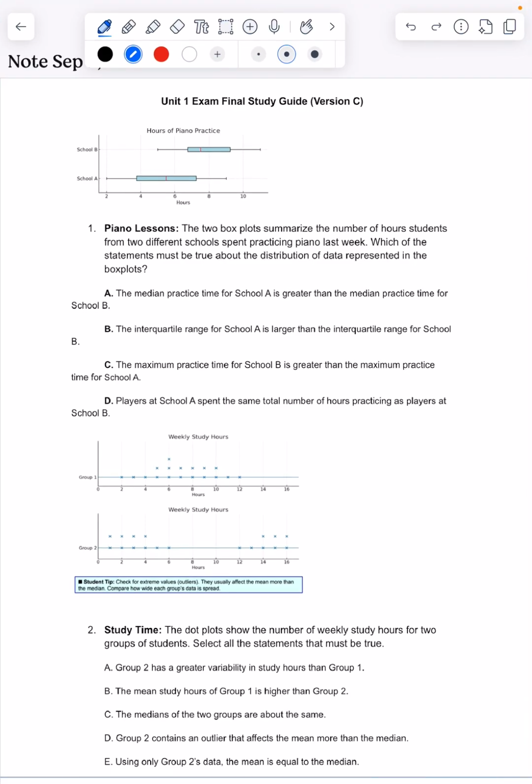Hello, everyone. So we're gonna go over the Unit One exam final study guide. We are taking our test this week, so here's the way that we should expect our questions to look when it comes to the unit exam.